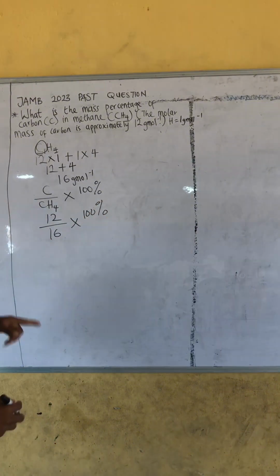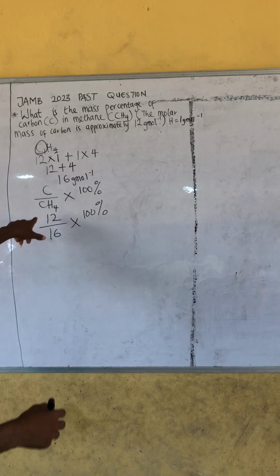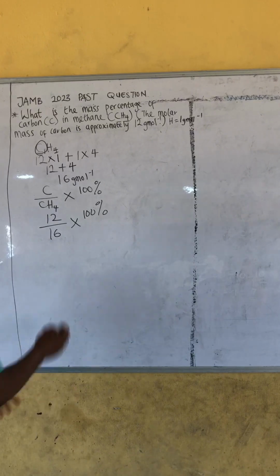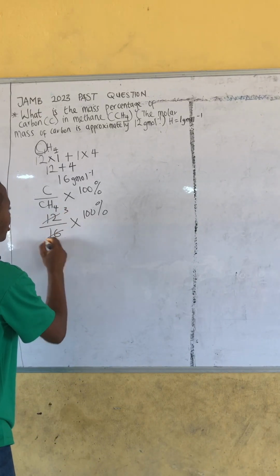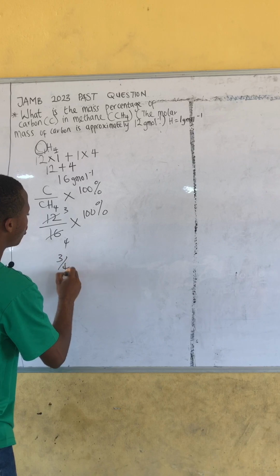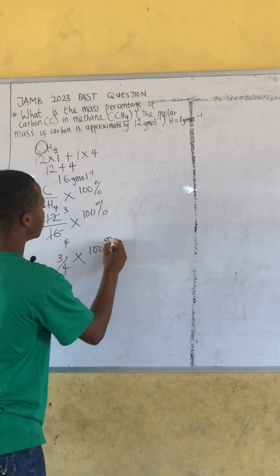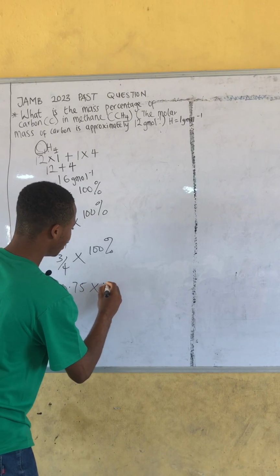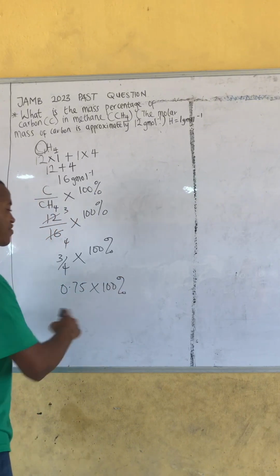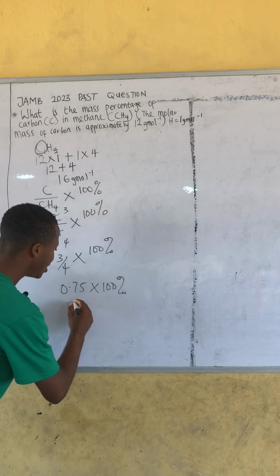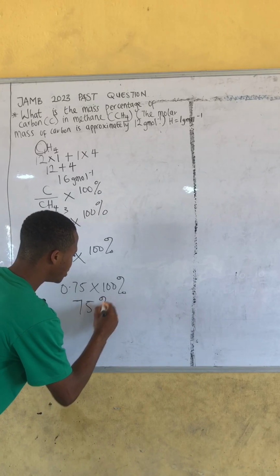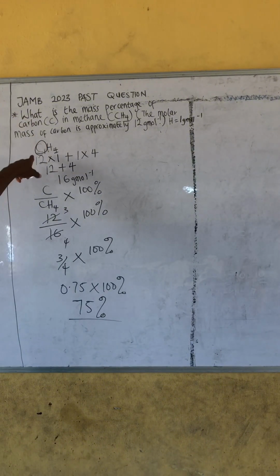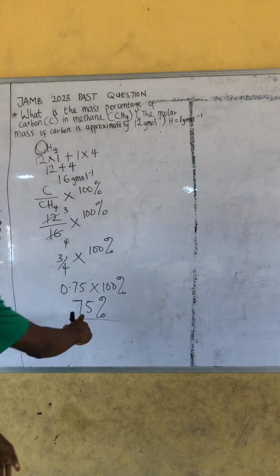So now, let us solve this together. 12 divided by 16 times 100%. 4 can divide 12 and also 16. So 4 in 12 gives you 3, and 4 in 16 gives you 4. So this will give you 3 over 4 times 100%. We all know that 3 over 4 is 0.75, times 100%. You can use your calculator. That will give you 75%. So the mass percentage of carbon in this particular compound, which is methane, is 75%.